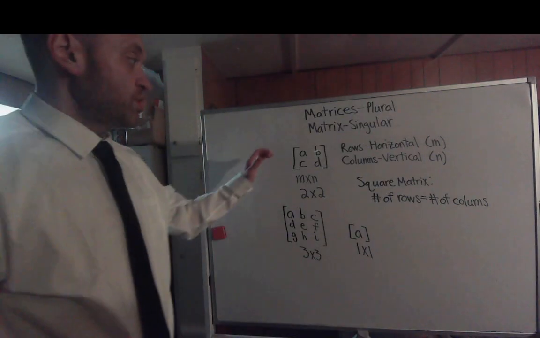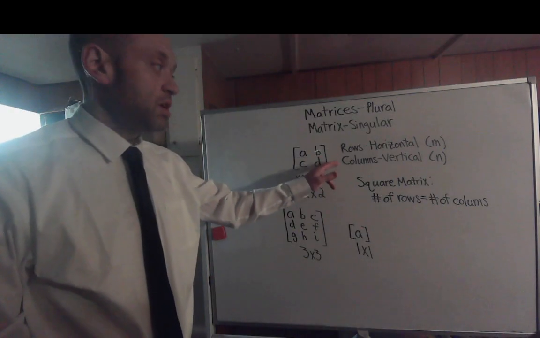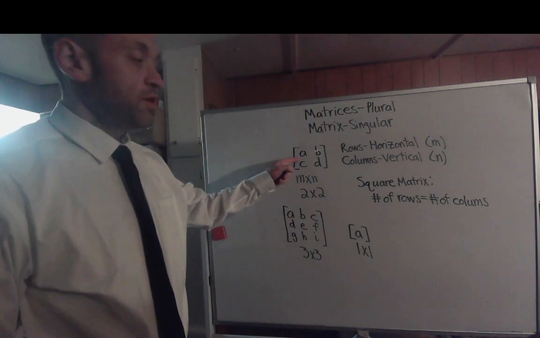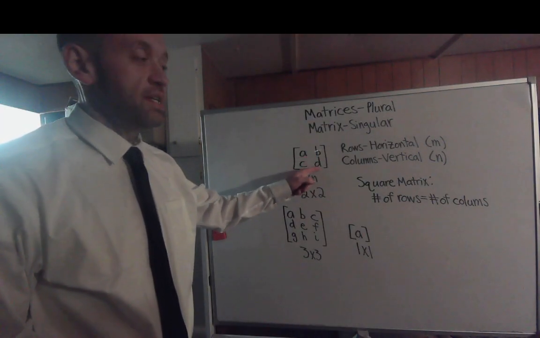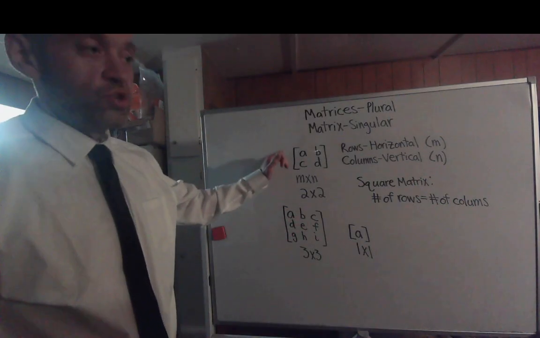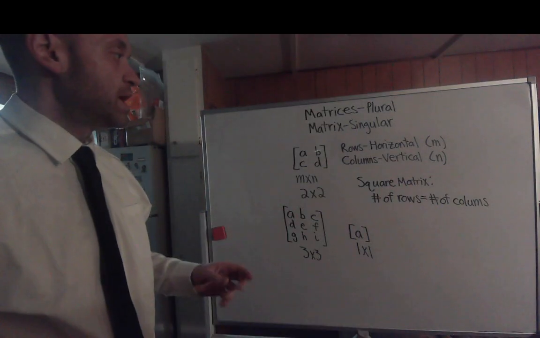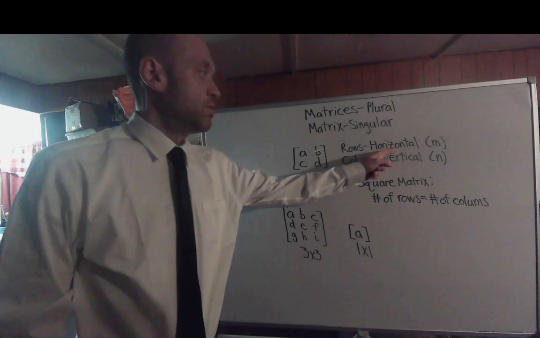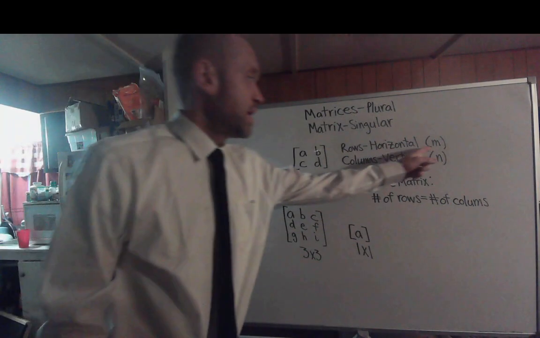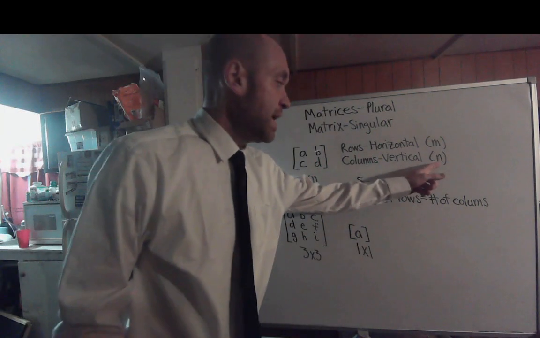So a matrix can be classified by its rows times its columns. Here you have some arbitrary matrix with entries A, B, C, and D. Now these will usually have numbers. I'm just trying to represent the matrix itself. The rows are horizontal, and we classify that by M. Columns are vertical, by N.